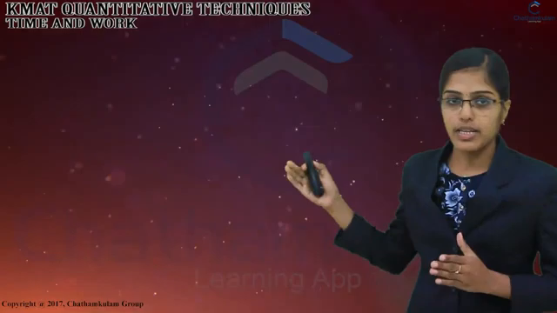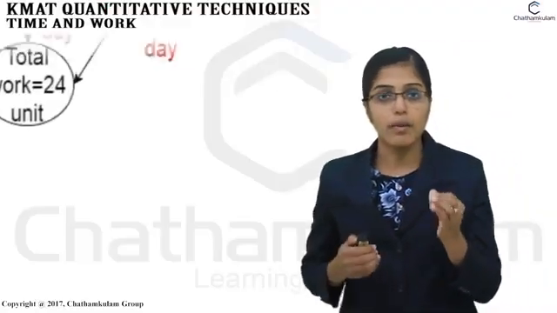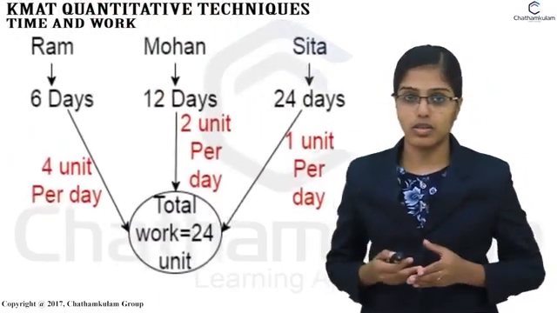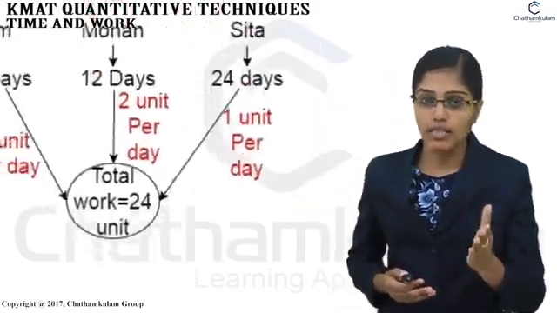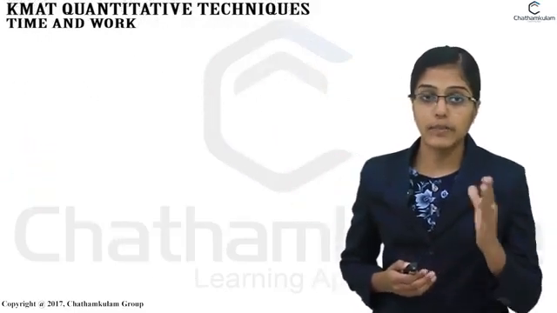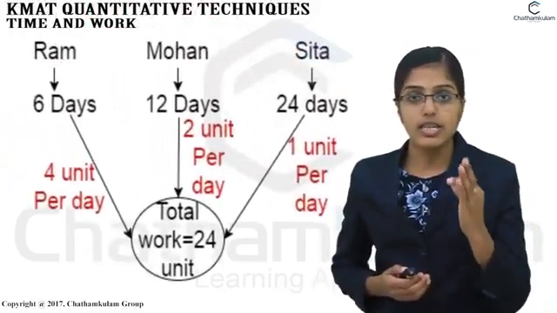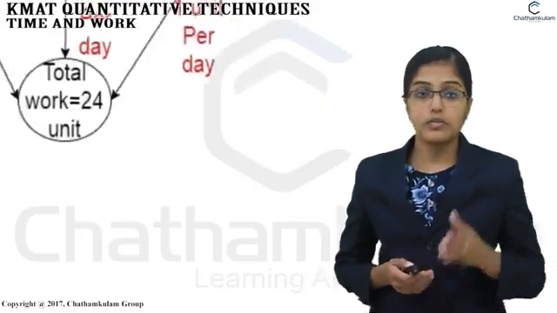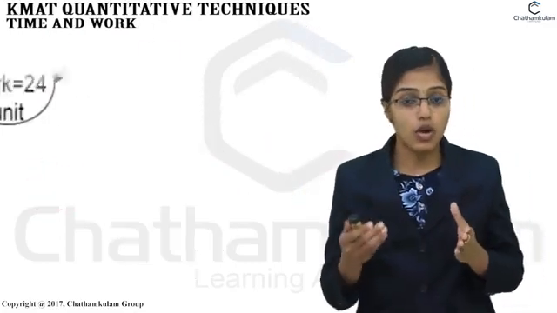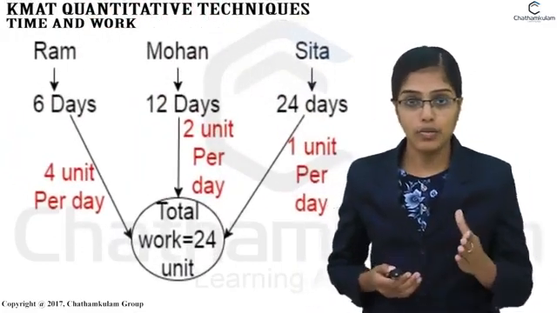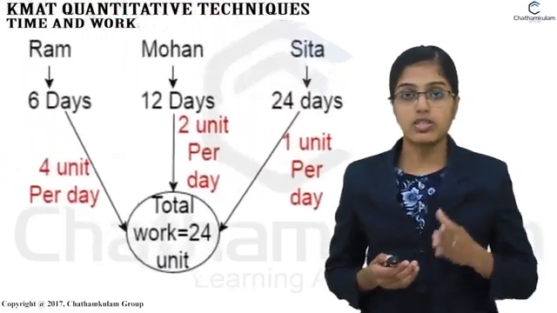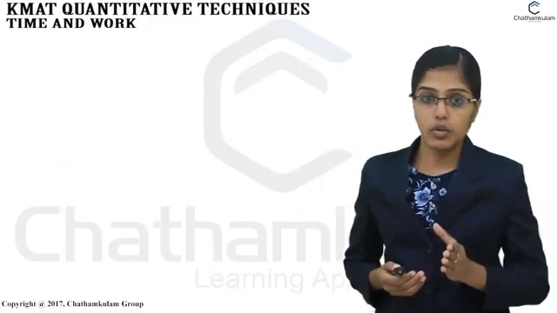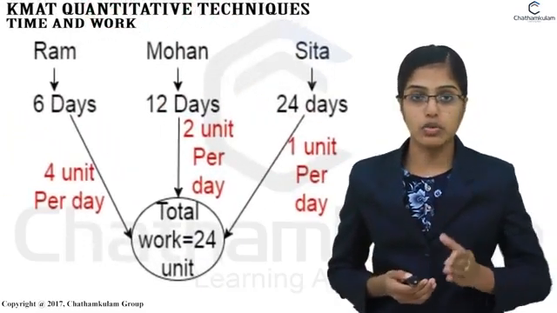See, there is an example. There are 3 persons, Ram, Mohan, and Sita. Ram takes 6 days to complete the work. The second person, Mohan, takes 12 days to complete the work. And the third person, Sita, takes 24 days to complete the work. Ram also does 4 units per day, Mohan does 2 units per day, and Sita does 1 unit per day. So here, total work is equal to 24 units.